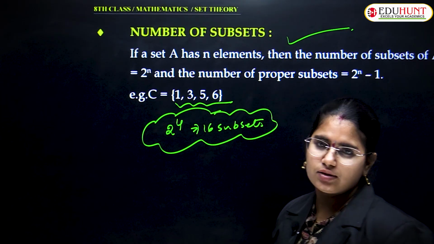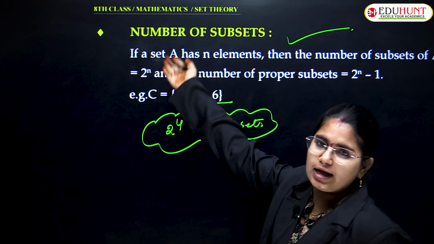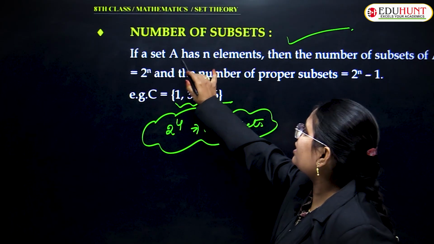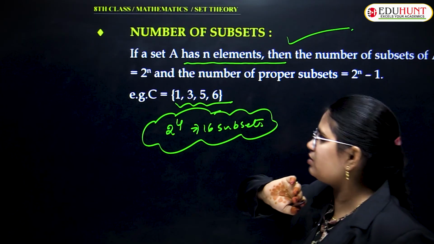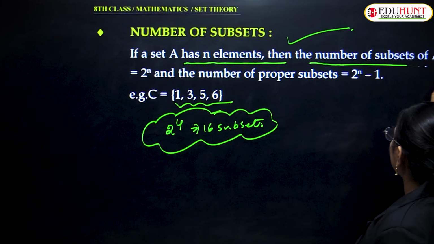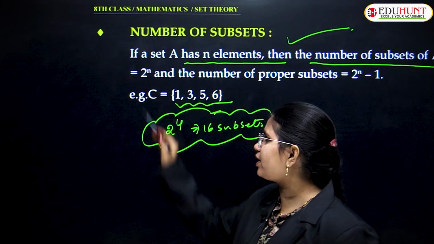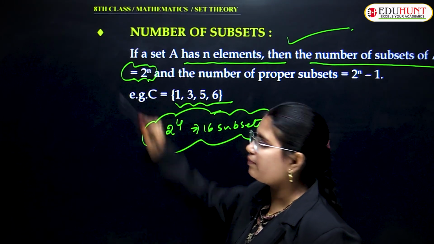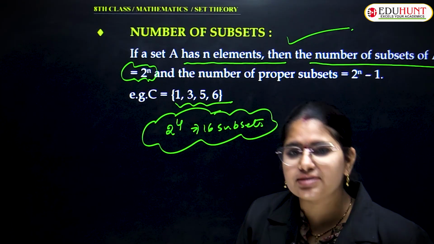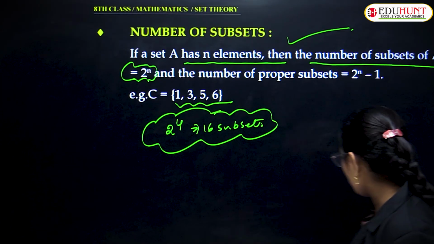Okay? Yes? So that is what they have mentioned here. If a set A has n elements, then the number of subsets is going to be 2 power of n. And what are the proper subsets?